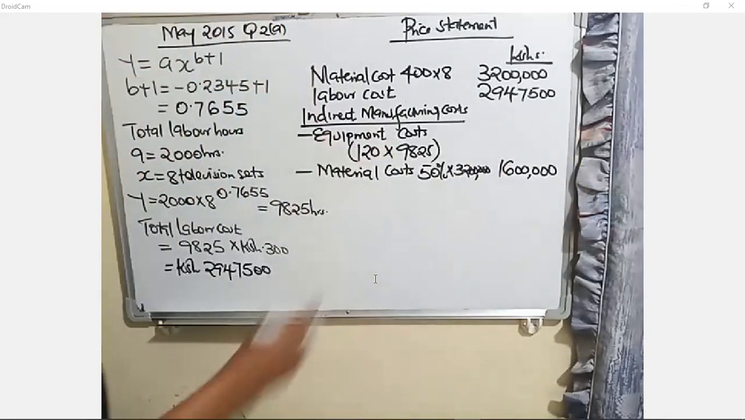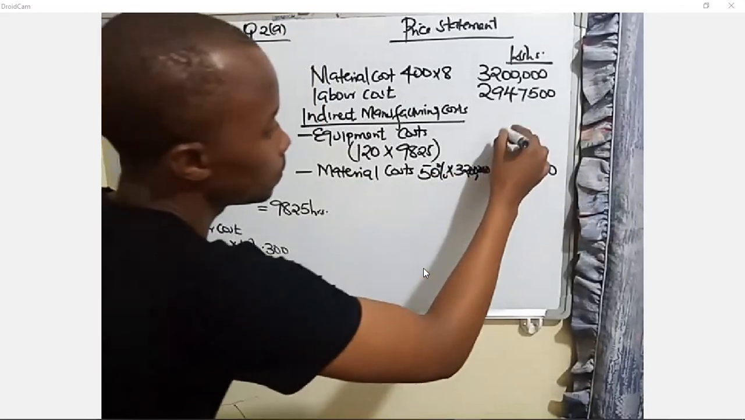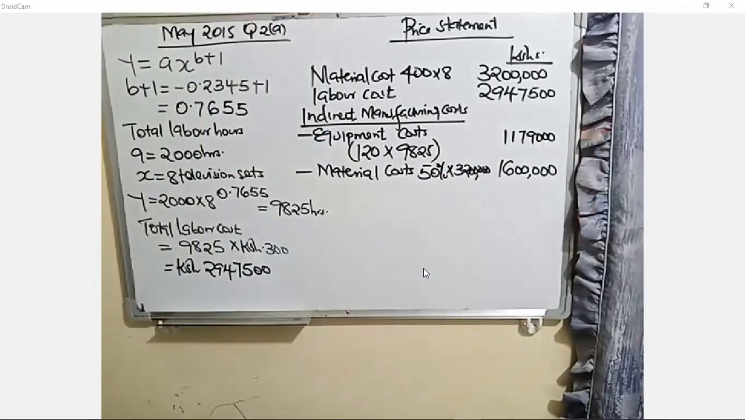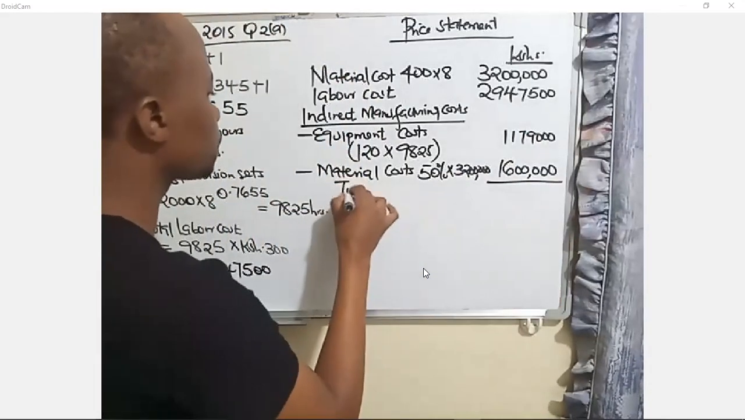So the equipment cost is how much? The equipment cost, 1,179,000. So from there, I can see we don't have any other cost. Let me get the total cost of production.